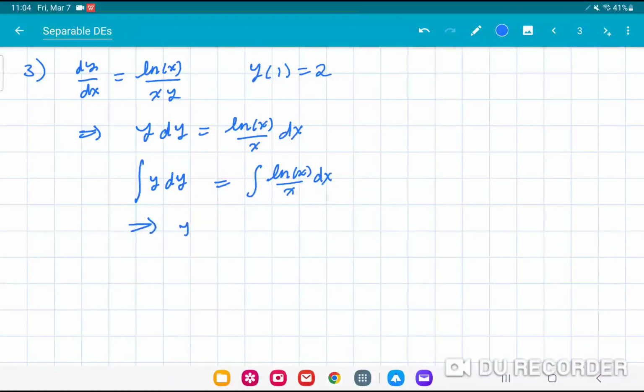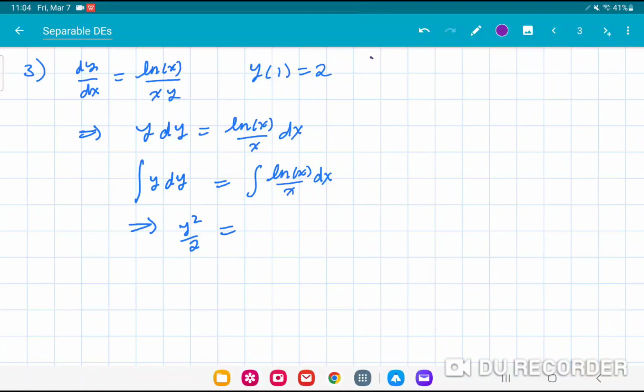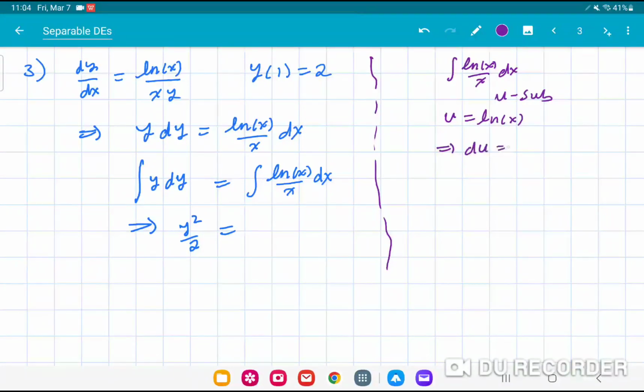Integral of y is y squared over 2. Integral of natural log of x, let me see if I can quickly point out how you would integrate natural log of x over x dx. This is a u sub problem. U is natural log of x. This gives you du equals 1 over x dx.